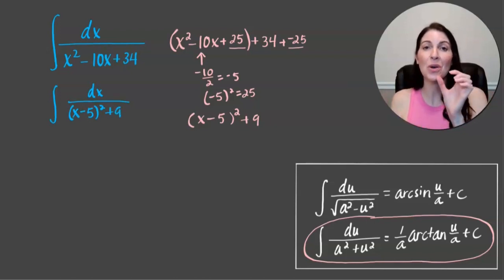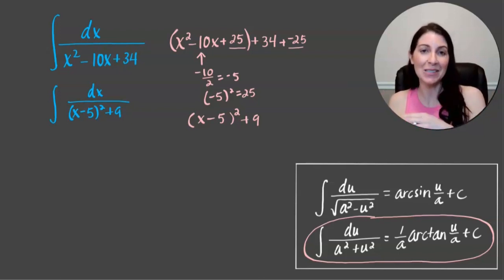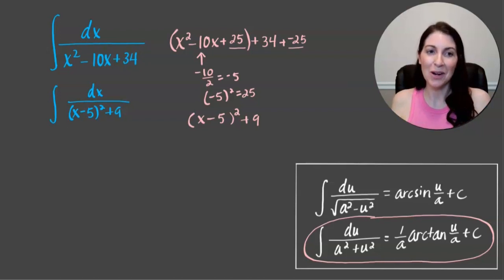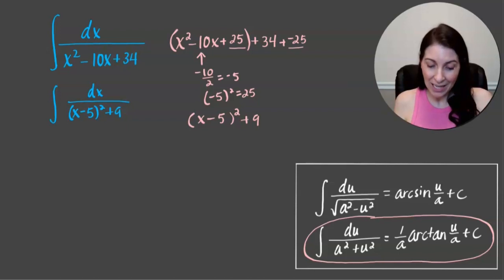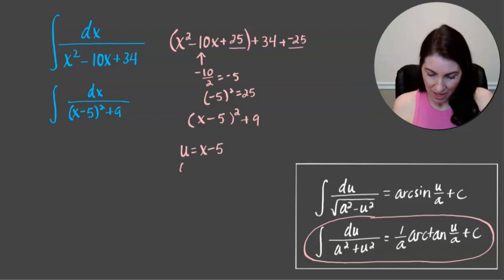If you were to multiply x minus 5 times x minus 5 and then add 9 to it, you would get x squared minus 10x plus 34. But what this does allow us to do now is write it using u-substitution in the form that you see in the lower right. And I can write it like that if I set u equal to x minus 5. And then the derivative of u with respect to x would be 1, or du is equal to dx.